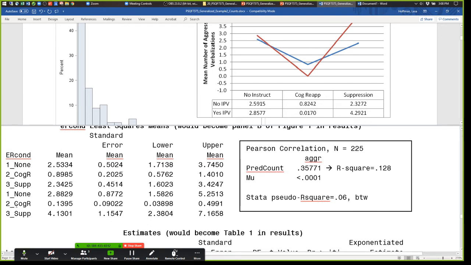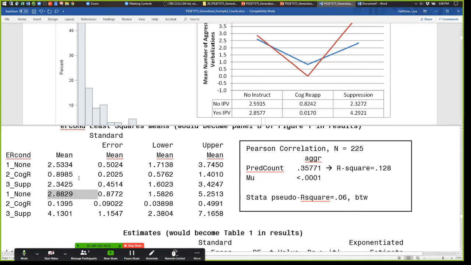So a predicted count near zero, like this one, has a tiny error around it, whereas a predicted count of 2.5 has a lot more error around it. The other differences across these standard errors, besides the fact that the means are different, is the sample sizes are different. So they tried to assign people equally to the strategy groups, but in terms of the proportion of people who came in with IPV, there's a lot fewer of them, fortunately, right?